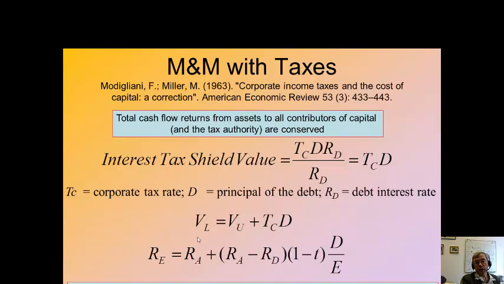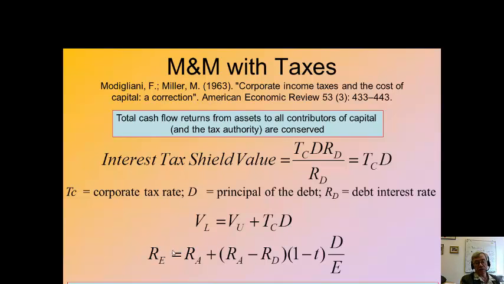So we find that relative to the firm that pays taxes but has no debt, the value of the leveraged firm is increased. It's increased by the product of the tax rate times the debt. So here's the value of the unleveraged firm, and the value of the leveraged firm is greater than the value of the unleveraged firm by the interest tax shield.